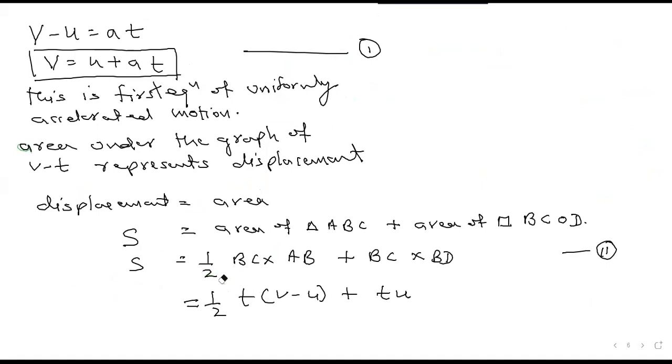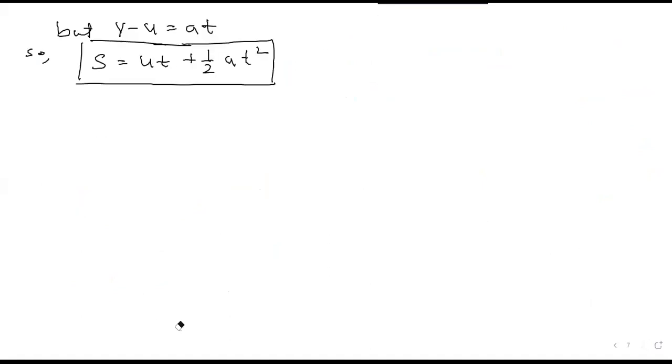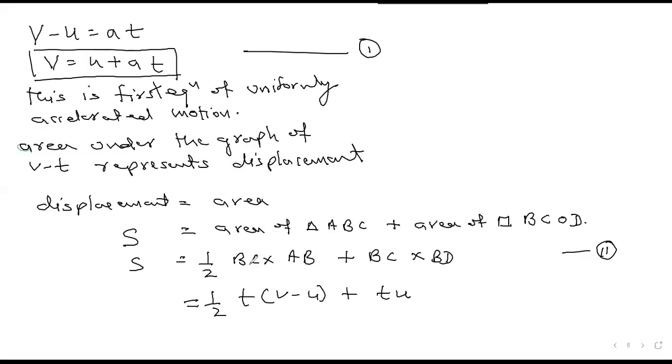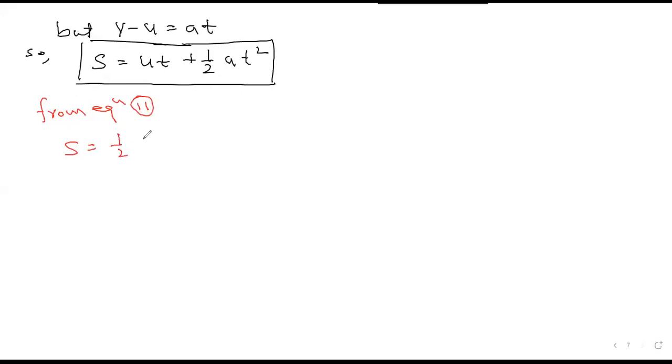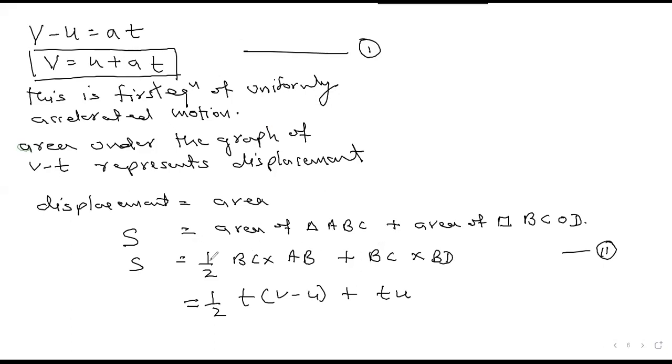I will retrieve this from equation 2. S equal to 1/2 BC into AB plus BC into BD. So what we can do, we can take the BC common.